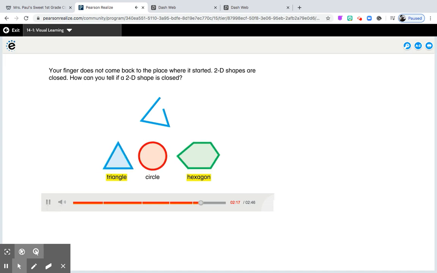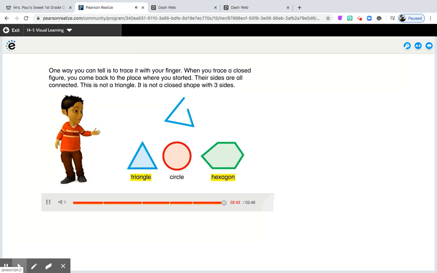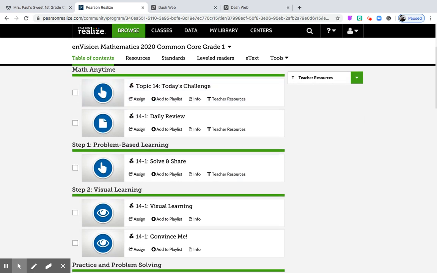2D shapes are closed. How can you tell if a 2D shape is closed? One way you can tell is to trace it with your finger. When you trace a closed figure, you come back to the place where you started. Their sides are all connected. This is not a triangle. It is not a closed shape with 3 sides. Now you know how to define 2D shapes by how they look. And the way they look, boys and girls, is called their attributes. Okay, their attributes.